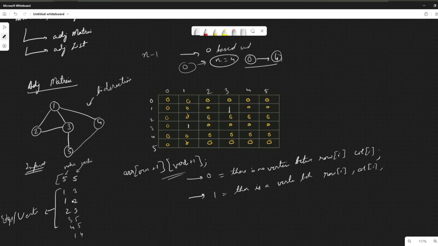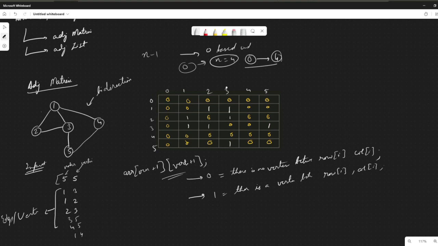Okay, similarly 1 and 2, if we are considering row first, here it is 1 and 2, and 2 and 1, here it is. Okay, again 2 3, basically second row third column, so here it is 1, and 3 2, here it should be 1. Okay, 3 5, third row fifth column, it should be 1, and fifth row third column, here it is 1.